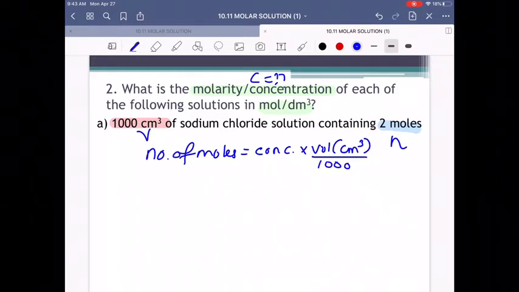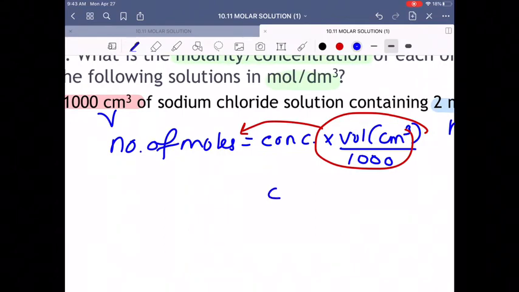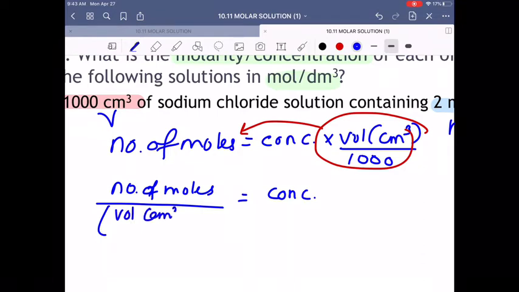Alright, so how do you move this? Your volume will be moved to the other side and becomes division, leaving your concentration on the left-hand side. Concentration is equal to number of moles divided by volume in centimeter cube, divided by 1000. Make sure you put this bracket when you use the calculator.